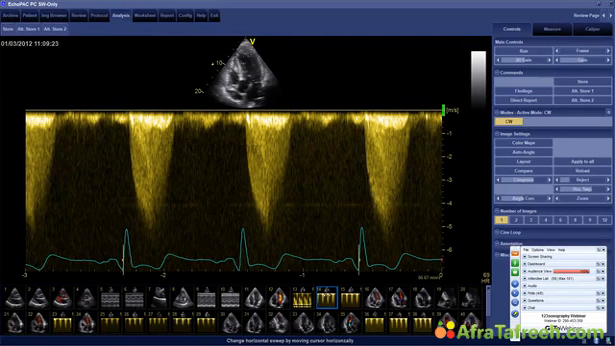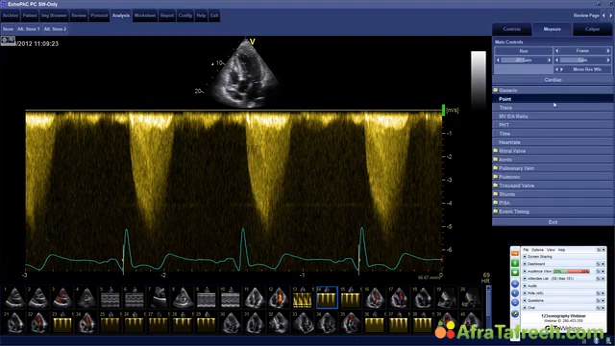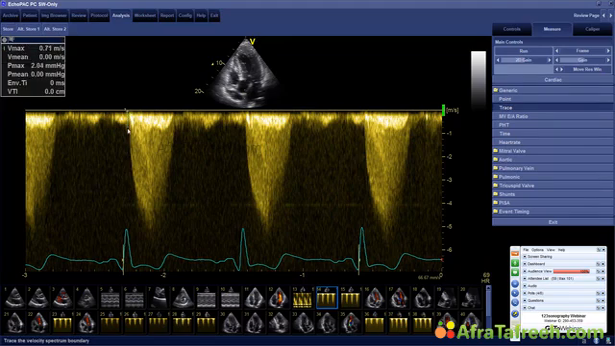How high is the gradient? This is a continuous wave Doppler signal to the left ventricle, 5-chamber view. And here we have the curve. I'll help you a bit. I'll show you the tracing of this curve. This is how I would do it. I would just trace this somewhere here.